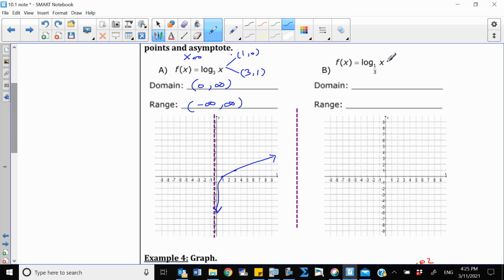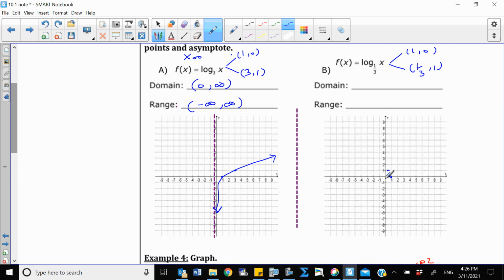Next, we have log base 1/3 of x. So this is another parent function, but the base is 1/3 this time. So the 2 specific points, the main points, are (1, 0) and (1/3, 1), because this is our new base. So where are those 2 points? (1, 0) and (1/3, 1). So it's going to be like this.